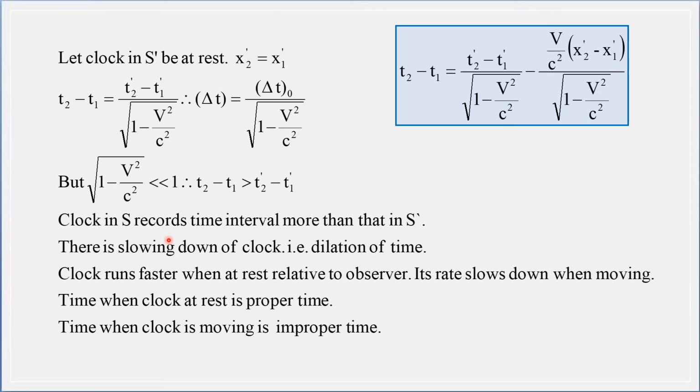There is a slowing down of the clock, a dilation of time. That means the clock runs faster when at rest relative to the observer. Its rate slows down when moving.